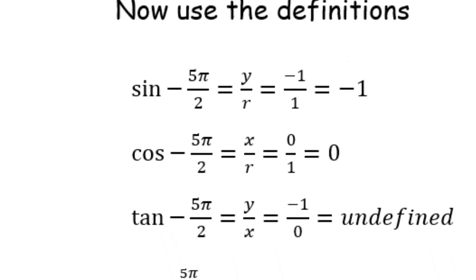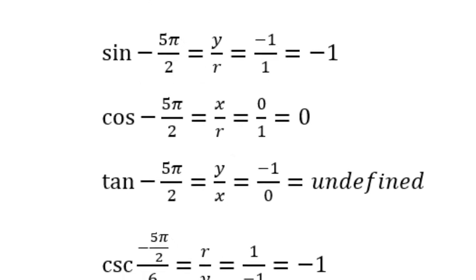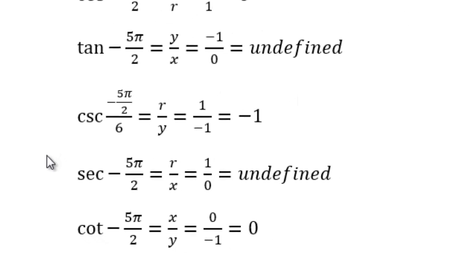Cosine of negative 5 pi over 2 is 0 over 1. You have to know that 0 over 1 is 0. Whereas with tangent, tangent's y over x, negative 1 over 0 is undefined. You can't divide by 0. So tangent of negative 5 pi over 2 is undefined. Cosecant of negative 5 pi over 2, there's a little typo there, that 6 doesn't belong, is negative 1. Secant is r over x, which is 1 over 0. Again, that's undefined. Cotangent is 0 over negative 1, which is 0.